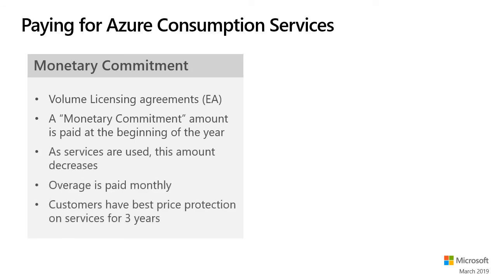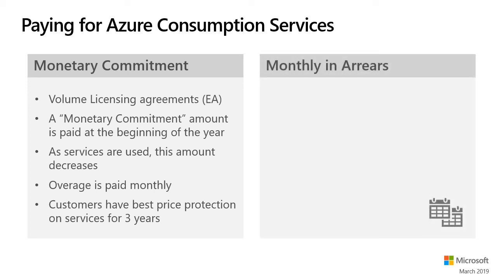So essentially, a monetary commitment is you're committing to, as part of your contract, say for example, $100,000, and once the services are used, the amount of services that you're using is credited against the monetary commitment that you have just made. So think of it as like a prepaid service. A lot of customers like this because you have best price protection for 3 years, and at the same time, you also have the ability to have fixed budgeting.